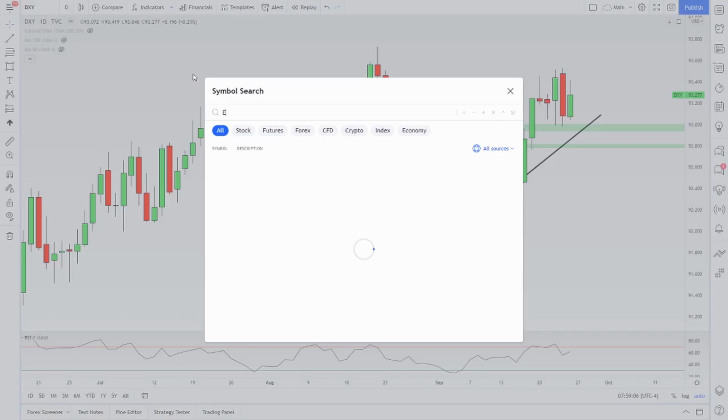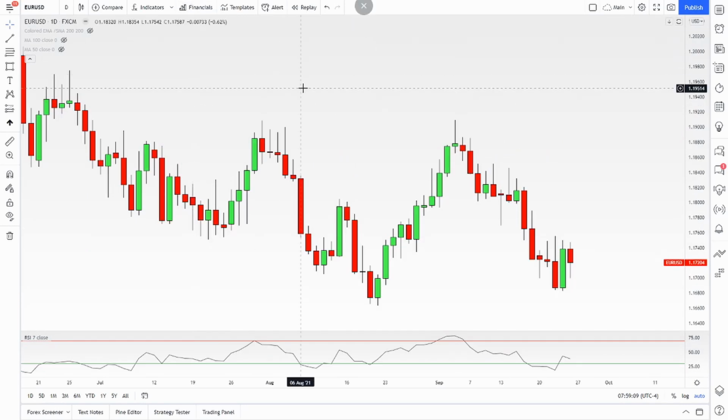We'll go take a look at some of the individual currency pairs that may offer some trade setups.